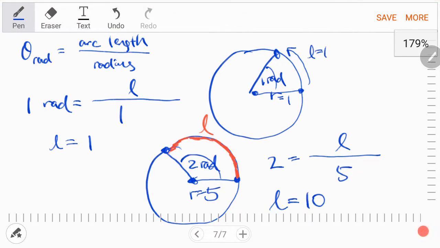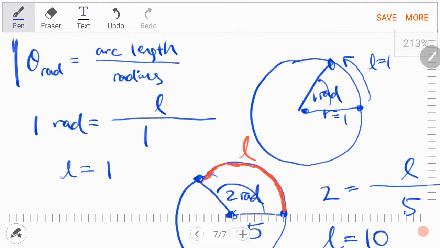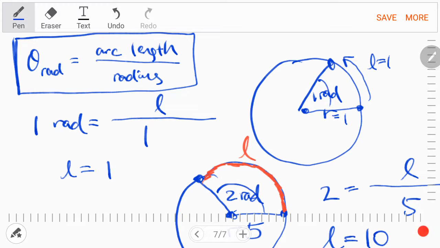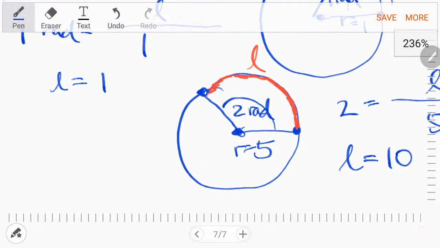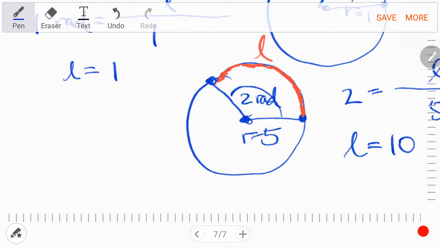So this expression here is very, very useful, as it not only defines what the angle in radians is, it also allows us to find the distance that we've covered, in other words, the arc length, given that I know the radius and the angle that's being generated. Okay, so this is arc length. A general formula would be this.